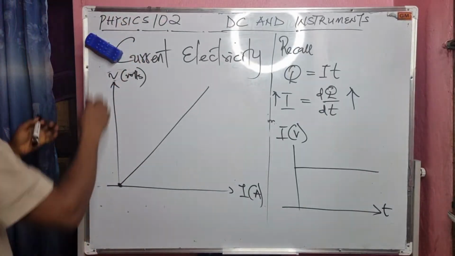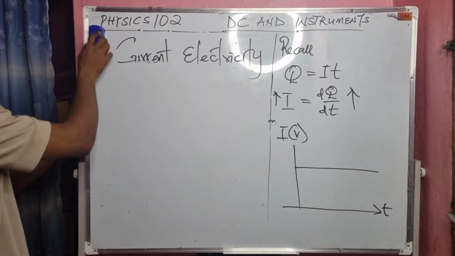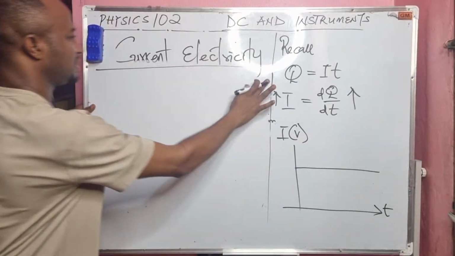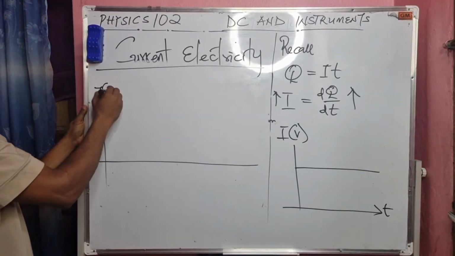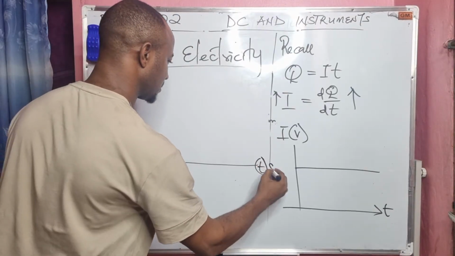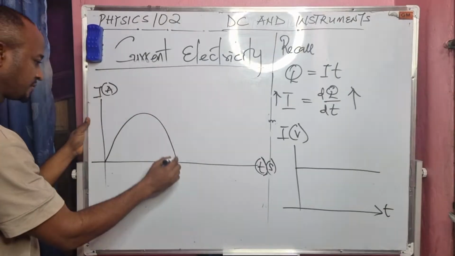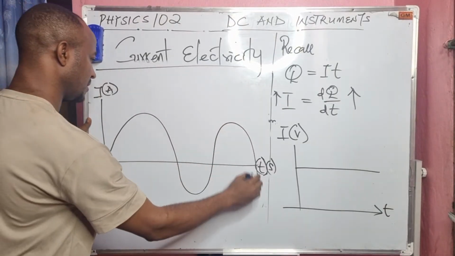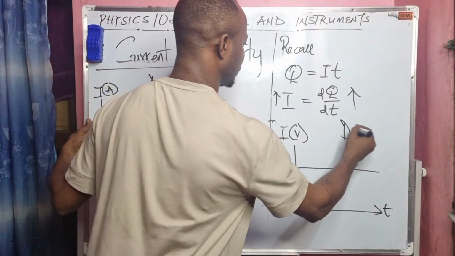But alternating current is a current that flows in different directions. If I'm to plot a graph of current against time in seconds for alternating current, this graph will look like this. Are you there? So this is for AC. This is for DC.